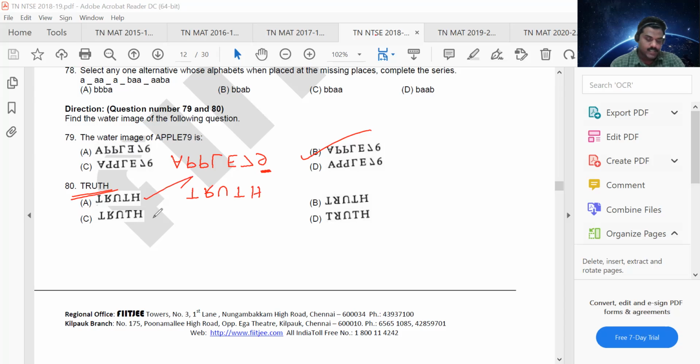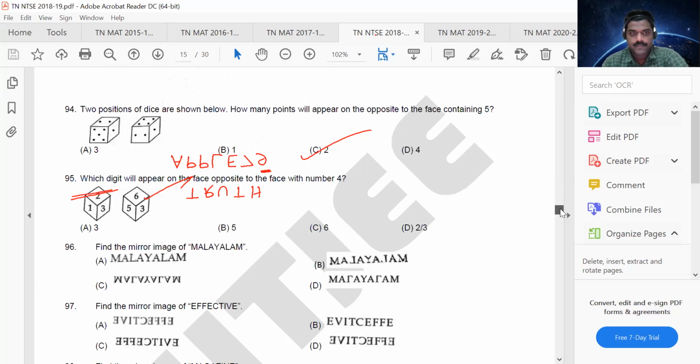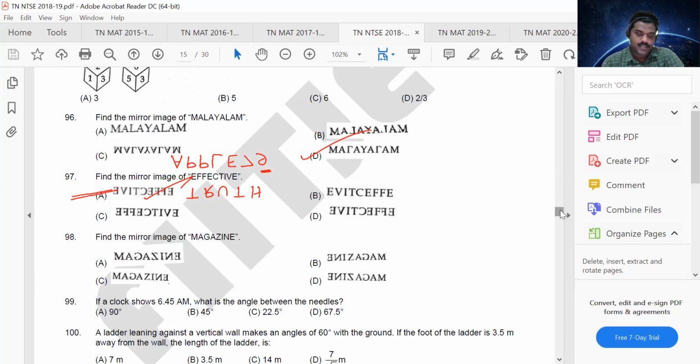Very clearly, the answer is here, option A, right? Then we have a few more questions in this particular question paper. We had 5 in total. So these are the next set of questions.